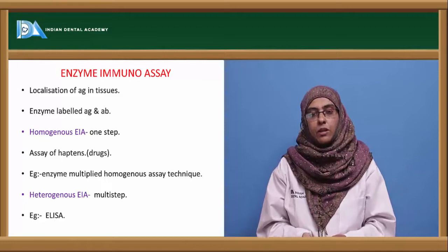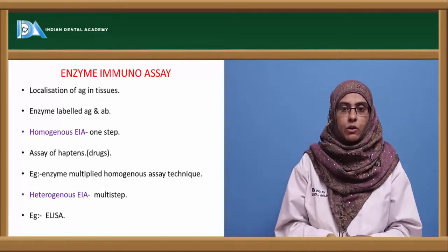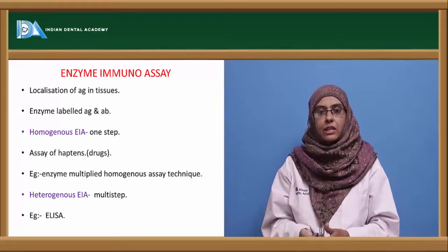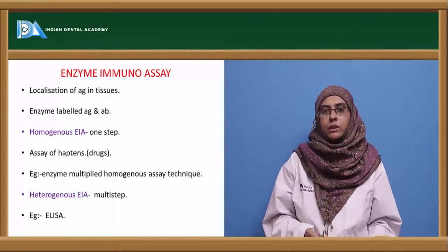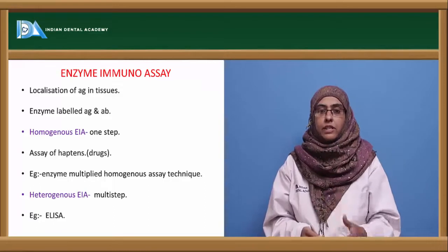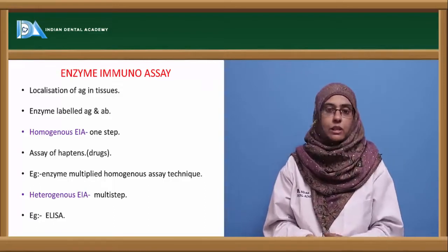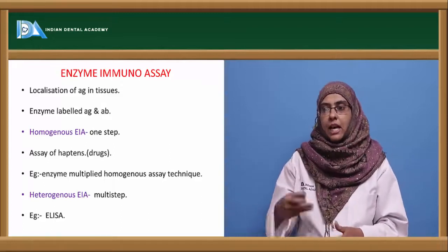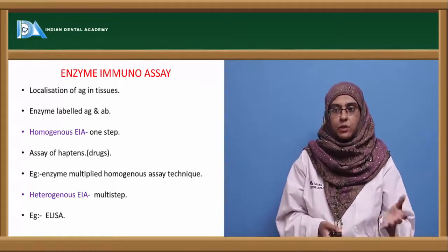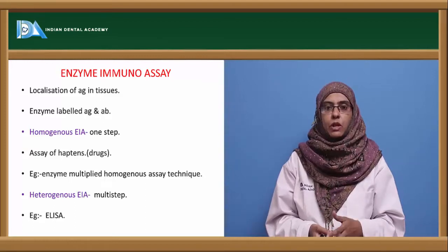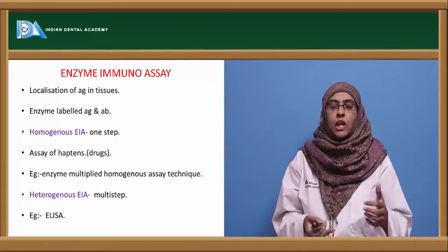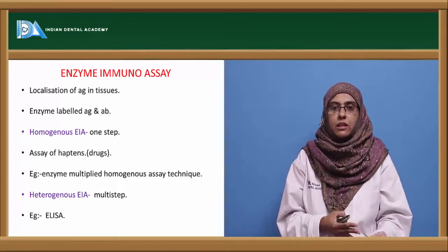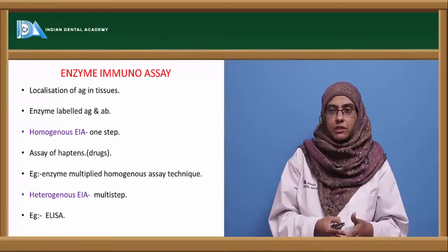So depending upon whether it is a multiple step that you are going to carry out, or a unitary step or a single step, you can classify the enzyme immunoassay into two types, and also depending upon which type of antigen you are going to detect, you can classify them into two types: homogeneous enzyme immunoassay and heterogeneous enzyme immunoassay. Homogeneous enzyme immunoassay is a one-step process where you have all the reagents mixed together to see the positive reaction or a negative reaction.